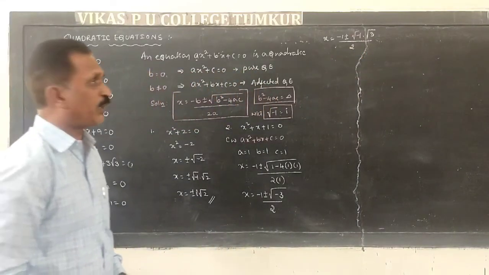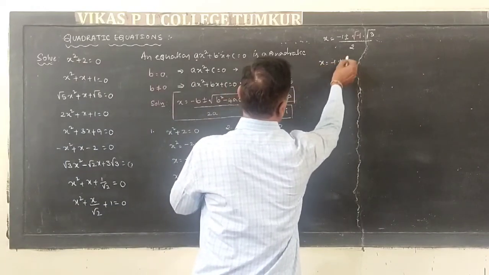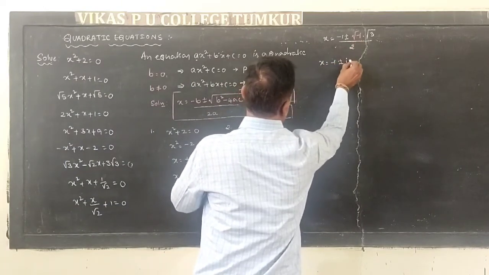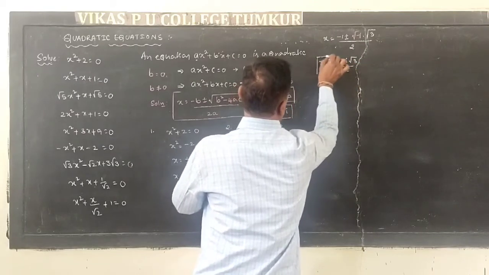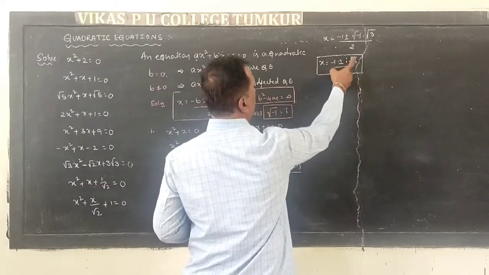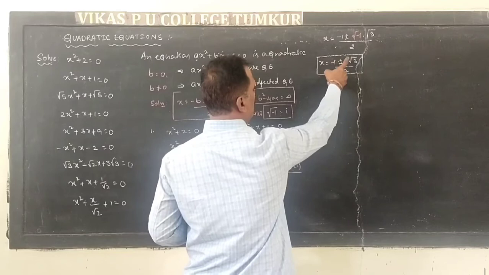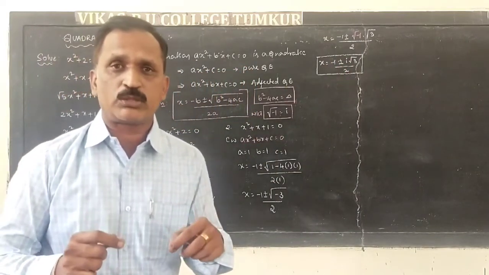Now we are ready to write the solution. x is equal to minus 1 plus or minus root of minus 1, which is I, root 3, divided by 2. That's all. We will get two answers here. One is minus 1 plus I root 3 by 2, and the other is minus 1 minus I root 3 by 2. Two roots, or two solutions, are there.